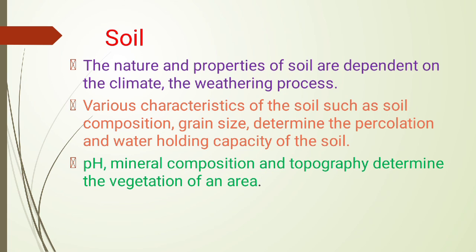So different soils have different pH, and the plants are adapting to different soils with different pH. Also mineral composition: there are different minerals present in the soil, and this mineral composition occurs only by pedogenesis. Pedogenesis means the weathering of rock. Weathering of rock means the rocks break down and form into the soil, that is pedogenesis.